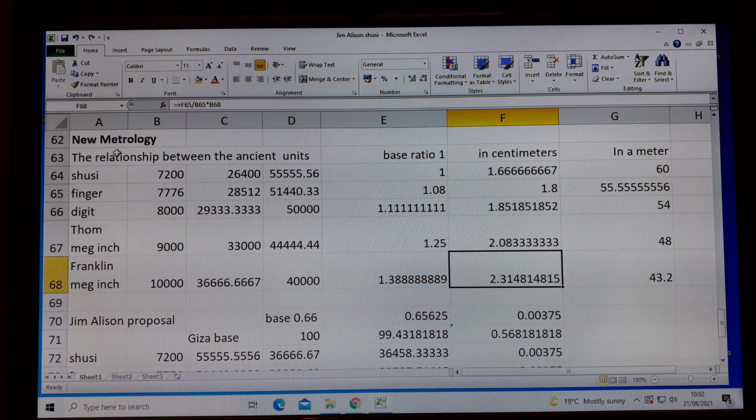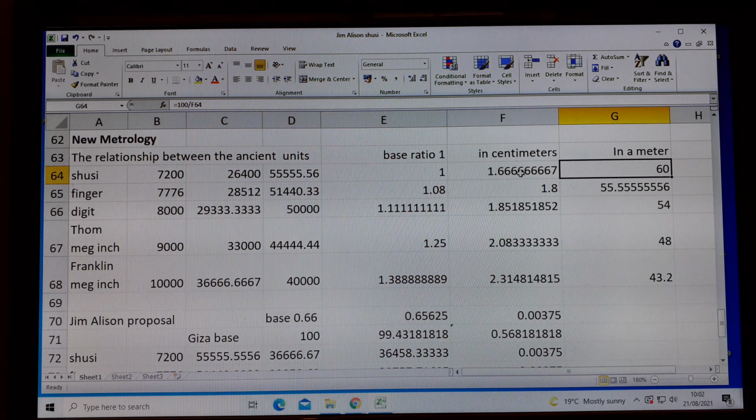And 10 over 9 is a theme amongst these arrangements. And now we go to the metre, which is the most telling line, I think, in the whole presentation, because in a metre there are 60 Shusi. That's it in centimetres. If we multiply it by 60, we get 100. The finger is 55.555 in a metre. And look, we've got that number in the Shusi here. So we can see how there's cross-fertilisation here in these analyses.